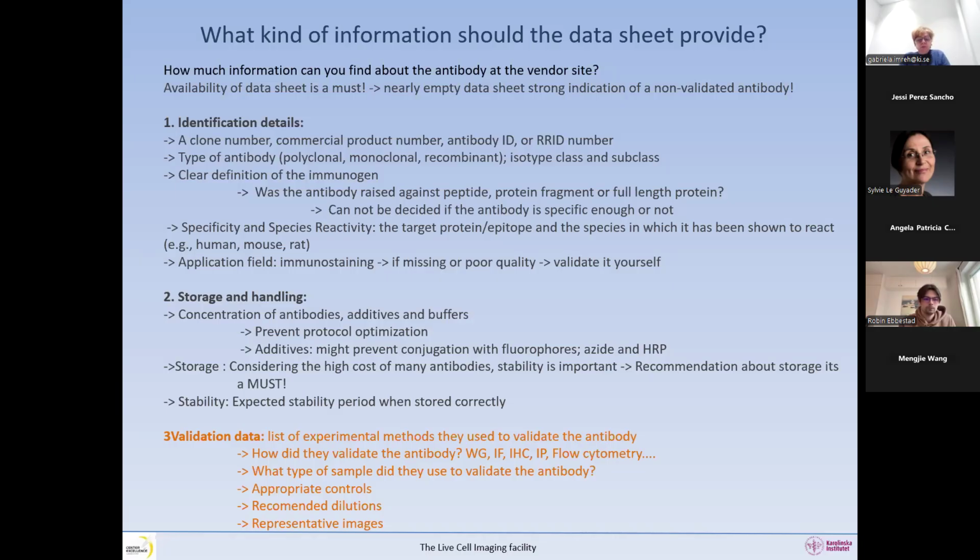If you work in tissue, they might have only validated the antibody in cell lines. Then you already have a question mark: will it work in my sample? Do they perform appropriate controls? Do they recommend any dilution? And first of all, like in our case, they have to show some representative images.